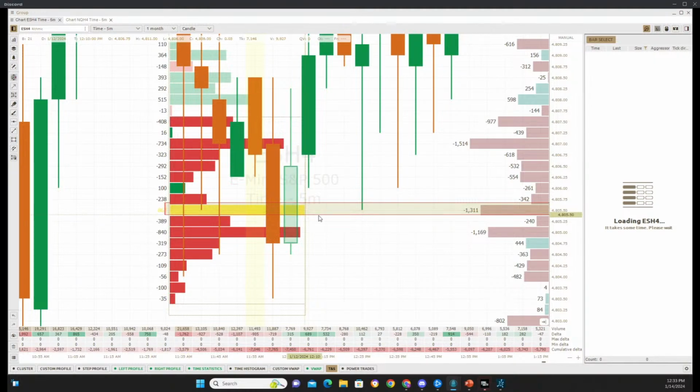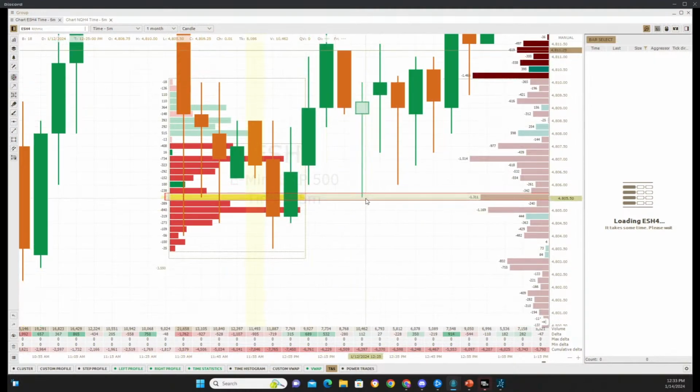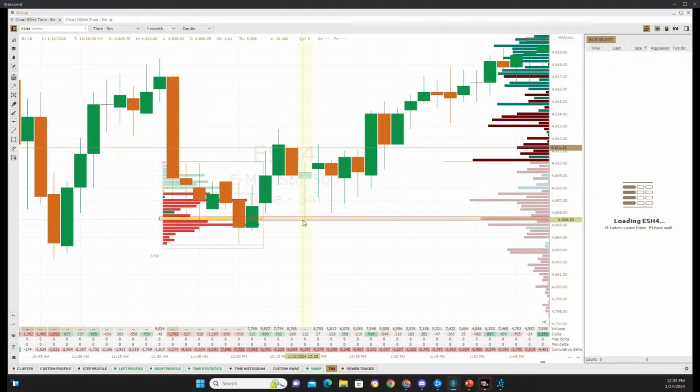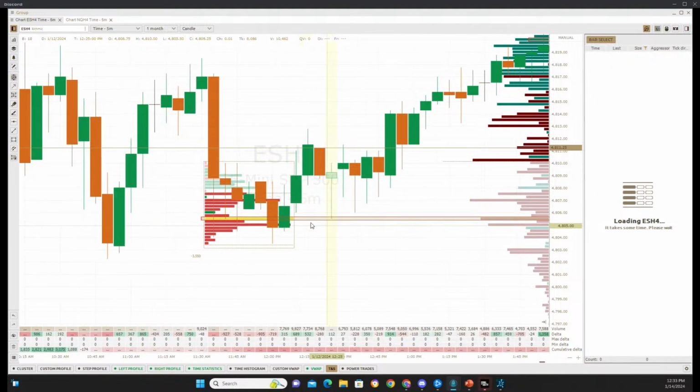Look at the POC that's being set there on the delta. Yeah, right off the right POC. It's not a bad idea to take this long. And how would I play this in terms of stop loss? Well, I see that there's a lot of sellers here. So why not put my stop loss right below this candle right here, below that delta?